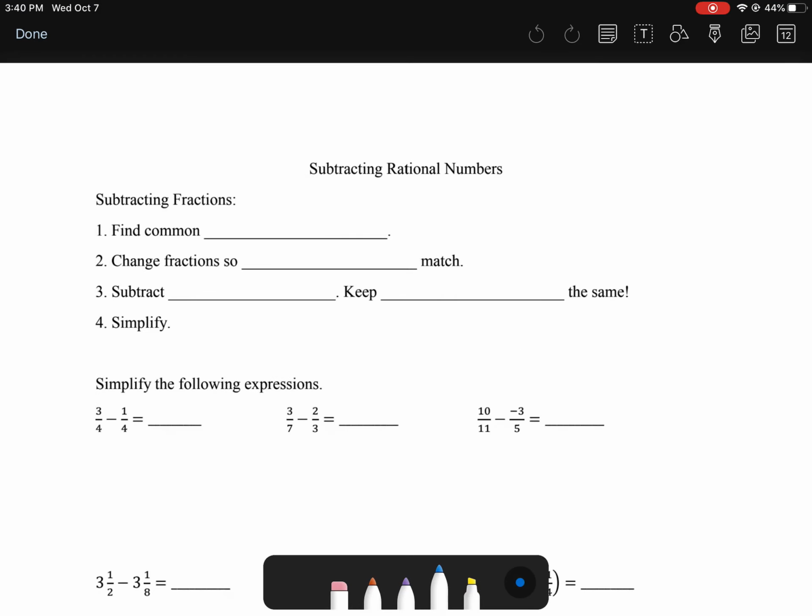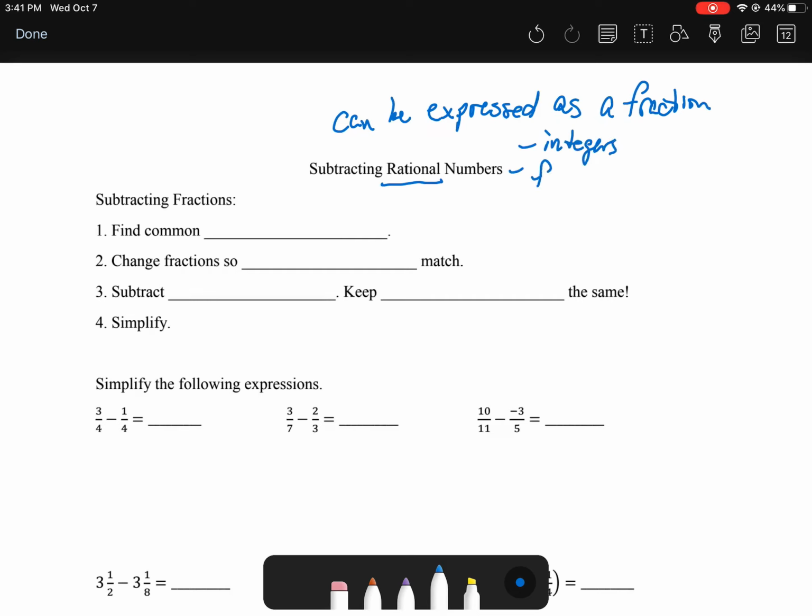Hey guys, today we're going to start talking about rational numbers. Again, a rational number can be expressed as a fraction. So this includes our integers, our fractions, and our decimals.